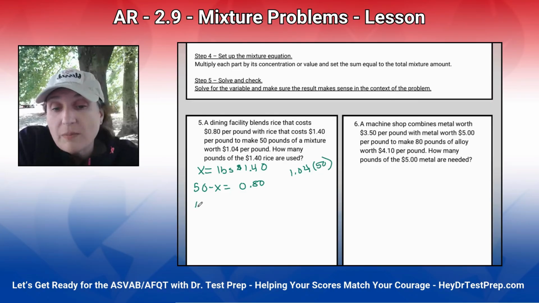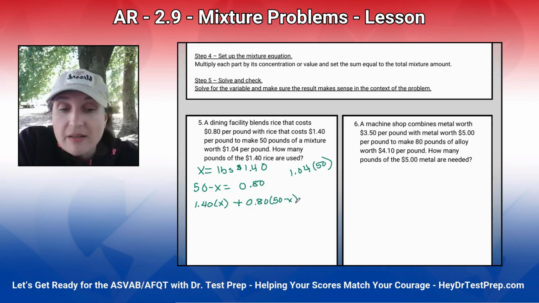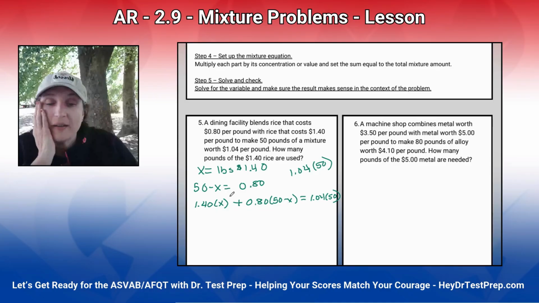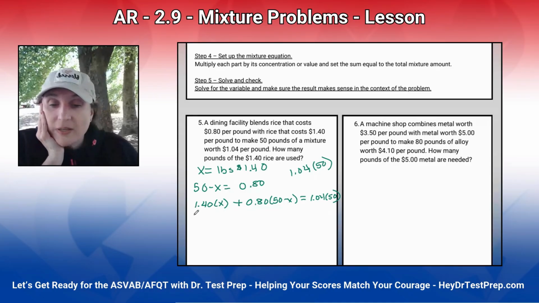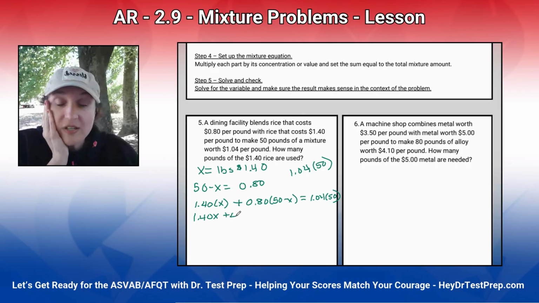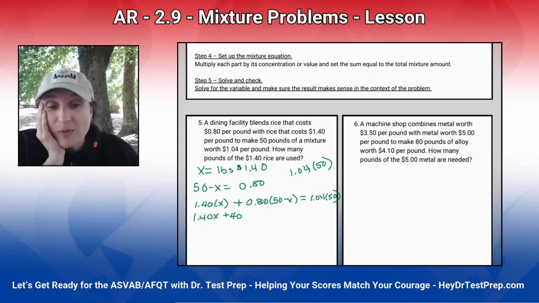So I've got 1.40 times X plus 0.80 times 50 minus X equals 1.04 times 50. So now we simplify. This becomes 1.40x. 8 times 5 is 40. With all those zeros and simplifying, crossing them out, this is just going to be $40 because it'll be 4,000 and then 2 decimal points.